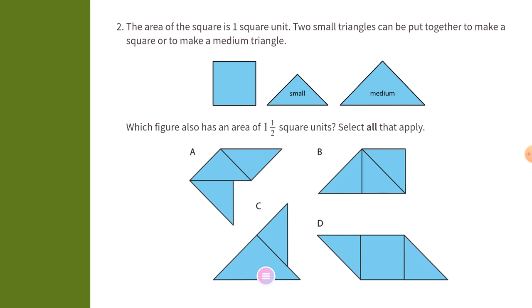For this one, the question says the area of the square is 1 square unit. 2 small triangles can be put together to make a square or to make a medium triangle. So this is the activity we did yesterday. We already discovered that I could take apart the square into 2 small triangles, and then I could use 2 small triangles to make my medium triangle. It says, which figure also has an area of 1.5 square units? Select all that apply. Who thinks they know what I want to see on letter A?